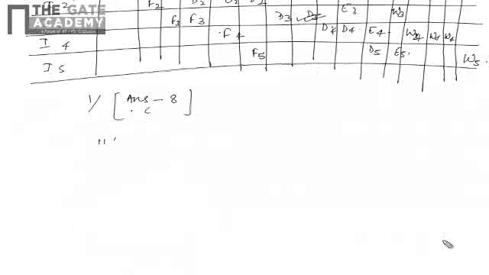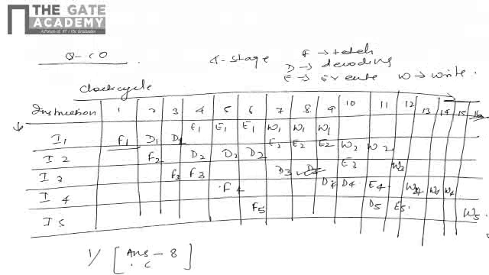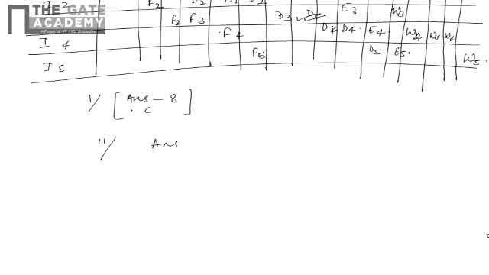For the second part, at what clock cycle will all the instructions be completed? All instructions are completing at clock cycle 16, right? So 16 cycles are required to complete all the instructions. So the answer is C again.